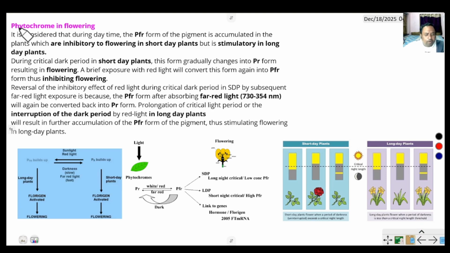So what is the role of phytochrome? Phytochrome especially plays a role in the flowering process.